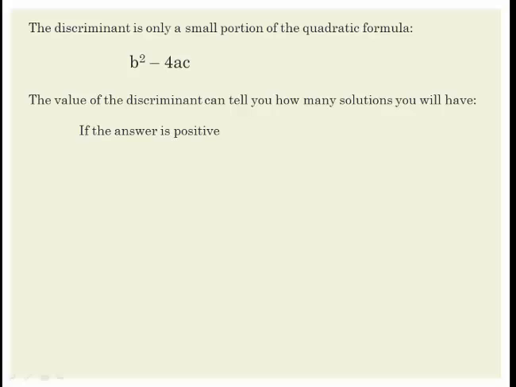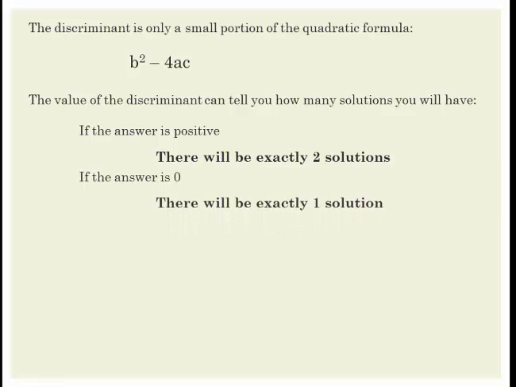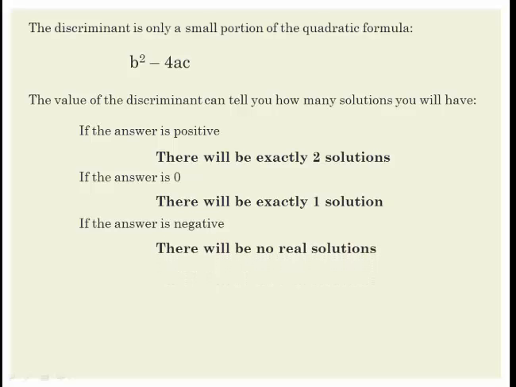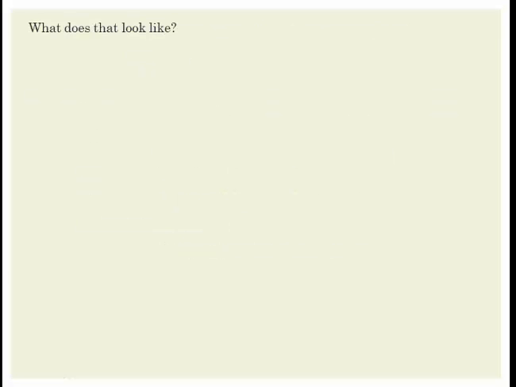If it's positive, we will have exactly two solutions. If it's 0, there will be exactly one solution. And if it's negative, there will be no real solutions, and that is because we cannot take the square root of a negative number. So what does that look like exactly?